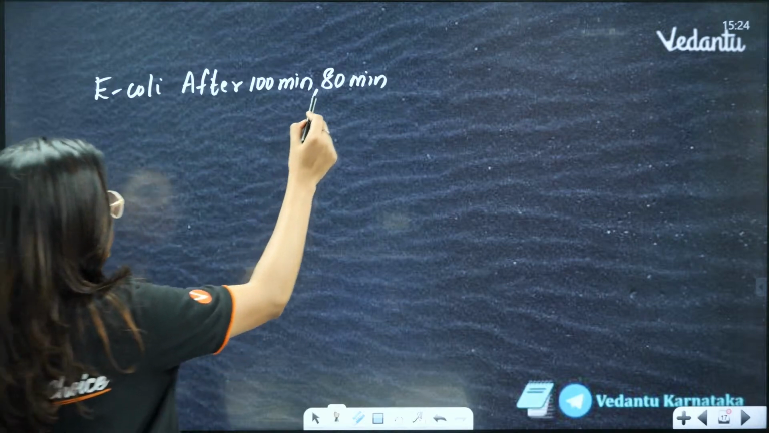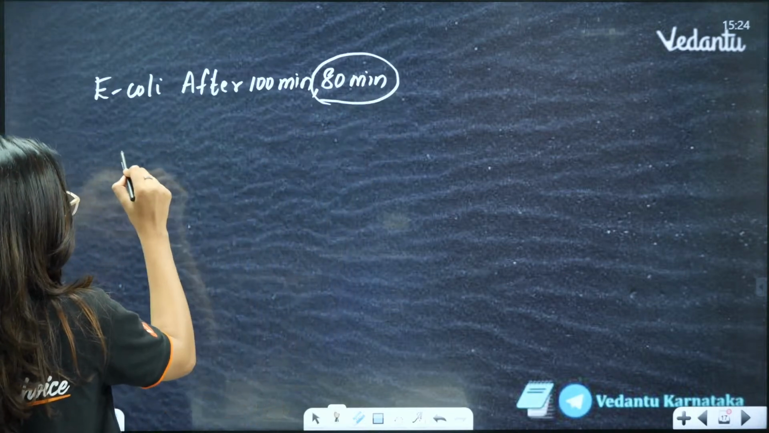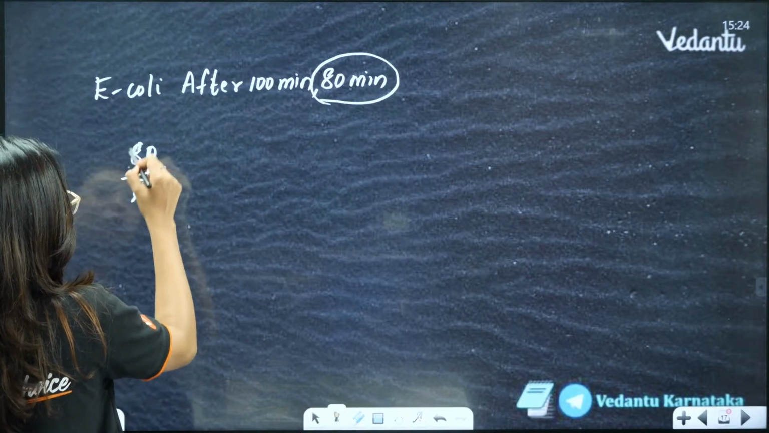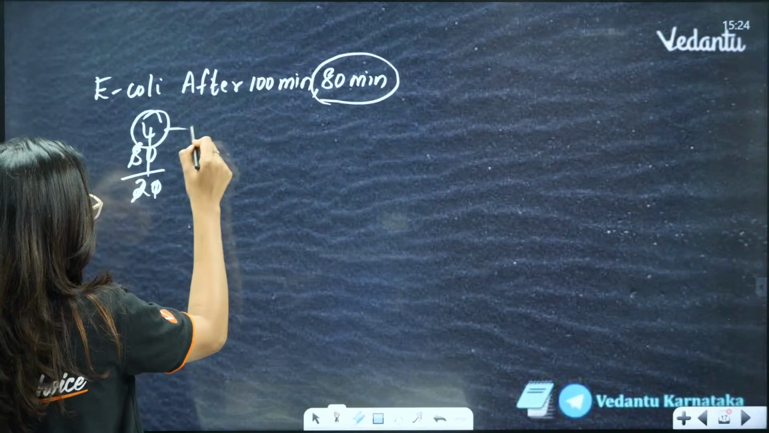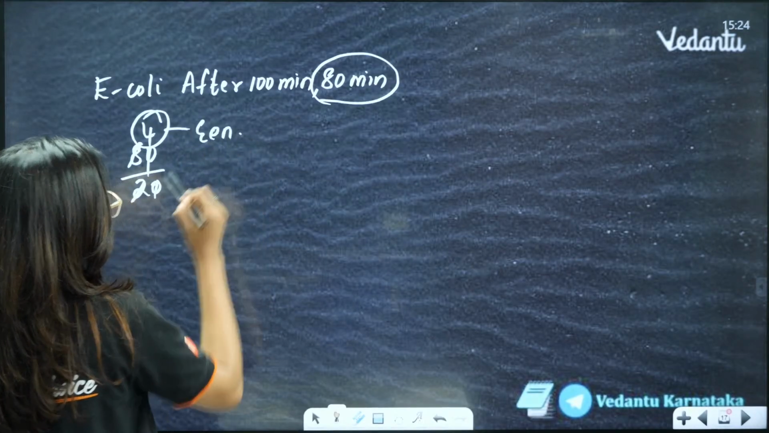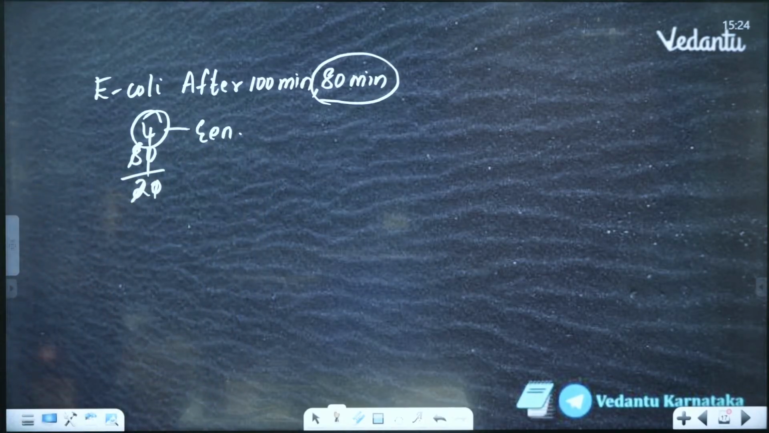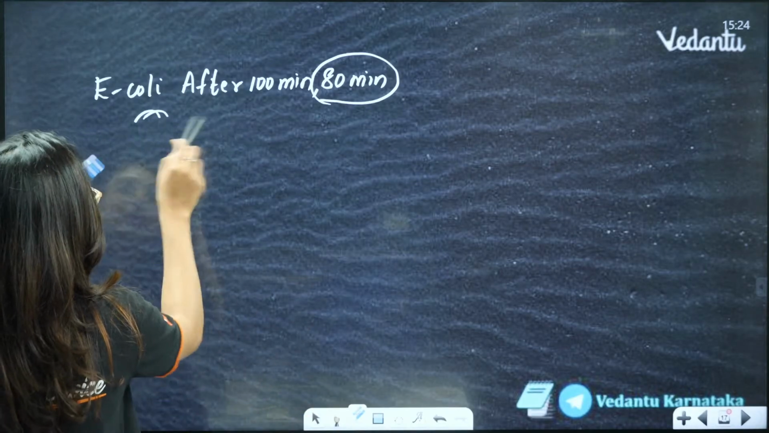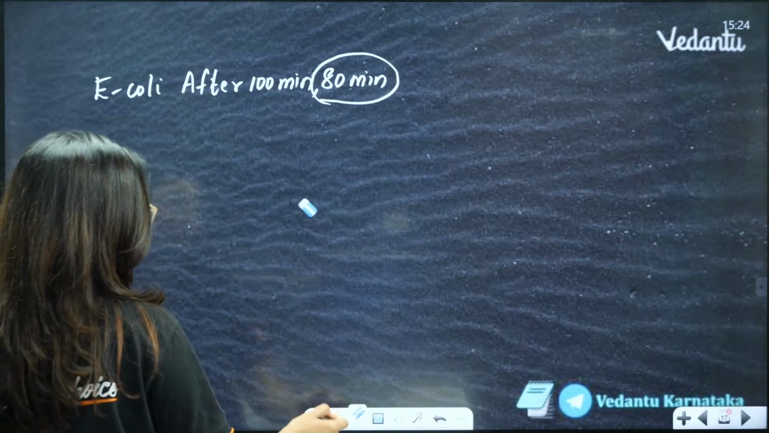Remember that if they are asking for 80 minutes, that means each division takes around 20 minutes, no? So you have to get at least 4 generations. Okay, 4 generations you have to get. So like this you have to do the calculation. Clear? Okay, clear to all of you? So E. coli after 100 minutes, 80 minutes.